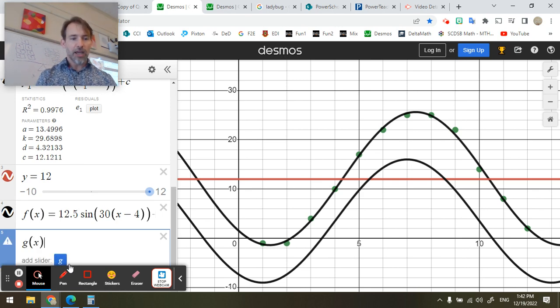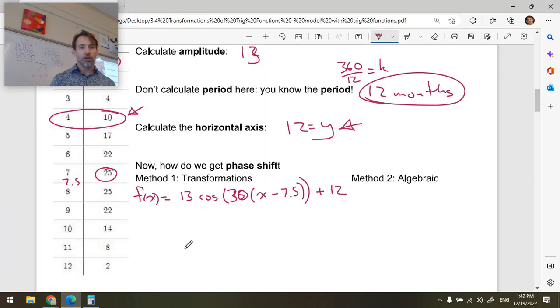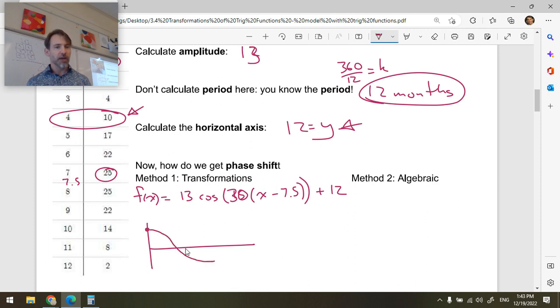Let's go ahead and take a look. Because I know that cosine normally starts at its maximum and goes down. It's the only way to go from its maximum. But in this case, I only get to the maximum around 7.5 months, somewhere in between there. So I want to shift the maximum to the right 7.5 months.